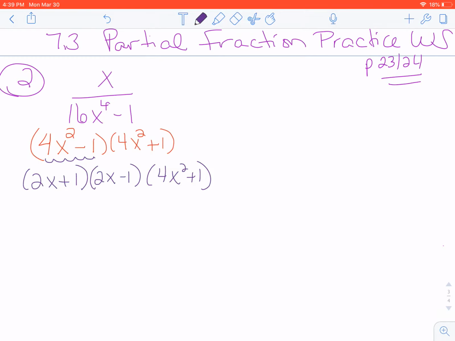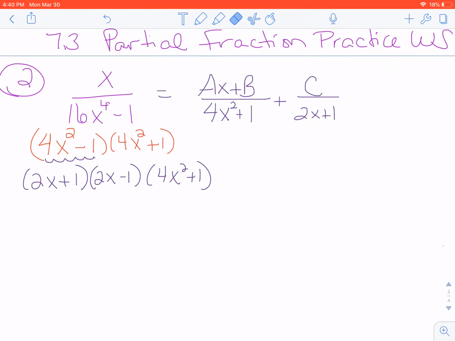When I write the partial fraction, I'm going to write the squared term first. So 4x squared plus 1. Because it's a quadratic, the top gets ax plus b. Looking at the second, I have a 2x plus 1. That's linear. I already used a and b, so we have to use a c. And then the third one is 2x minus 1. That's our third factor, and here we pull in a d. So we have 4 different variables. That means you're going to have 4 equations with 4 variables to solve for.